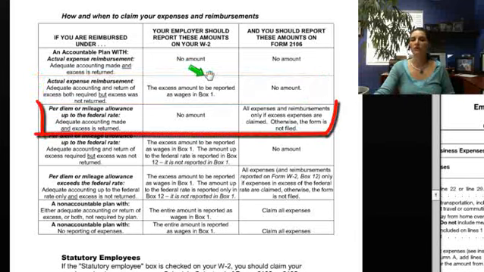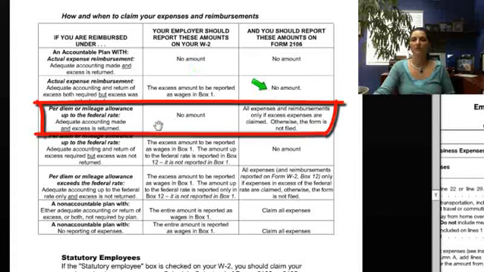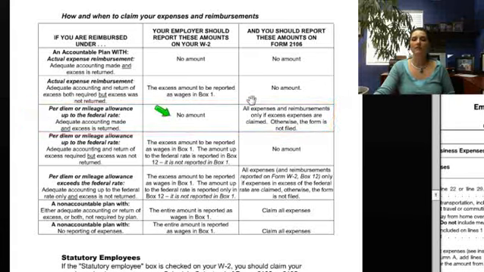There could also be a situation where your employer is giving you a per diem or mileage amount up to the federal rate. And if they do that, then they don't report it in your W-2. And at the same time, you would not normally need to file Form 2106. But if your employer gave you less than the federal rate, you could file 2106 to claim the difference between the federal rate and what they reimbursed you.